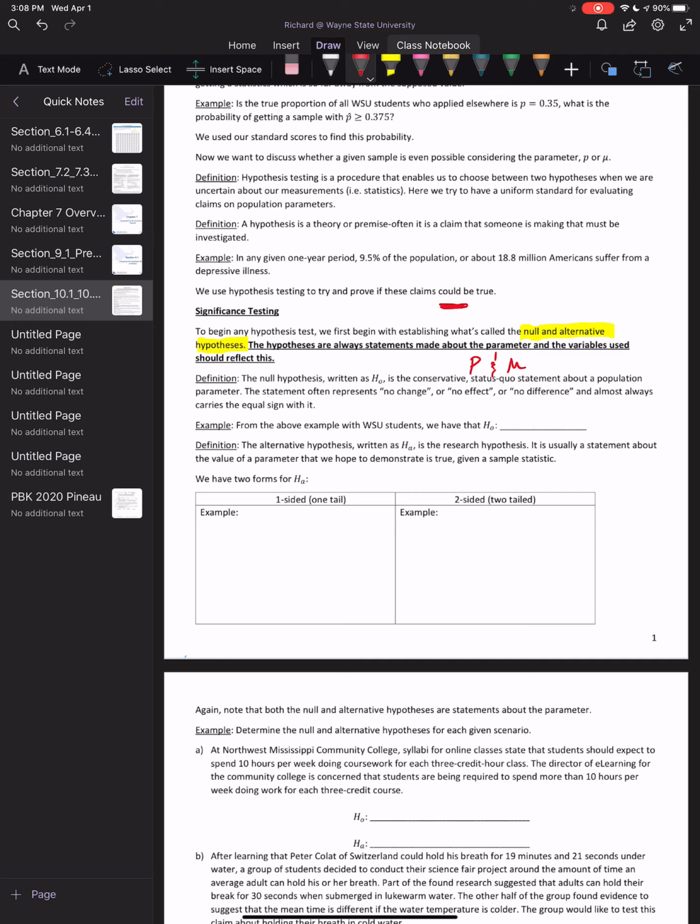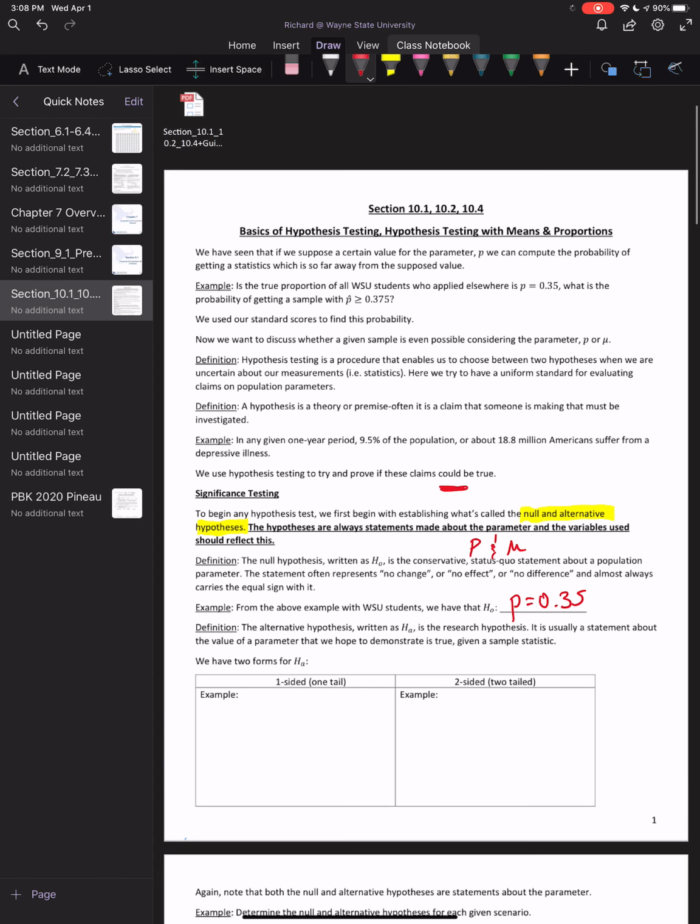Now, in the above example, when we're talking about Wayne State students, the null hypothesis here would have been p equals 0.35. Because remember what they were saying is if the true proportion, meaning the parameter, is p equals 0.35, this would actually be the null.